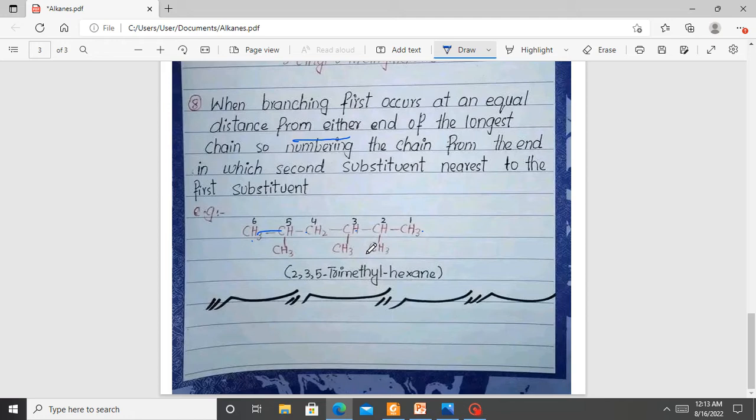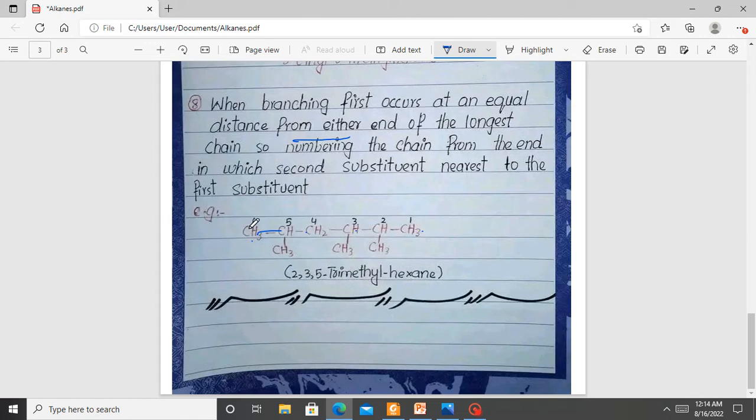So in that order. Now, if you have two branches or two substituents at the same or equal positions at both ends of the parent chain, what we do is we choose the one that gives the least number to all the substituents. So let's see, if we start from this direction, we can have carbon 1, carbon 2, carbon 3, 4, 5, 6. So the name becomes 2,3,5-trimethylhexane. So this is the correct one.